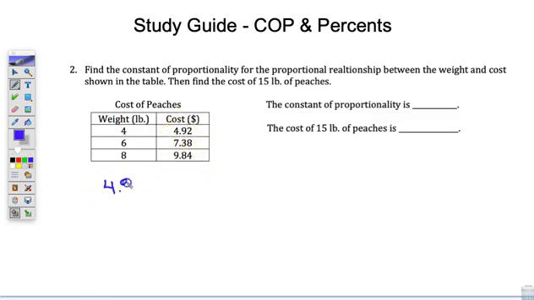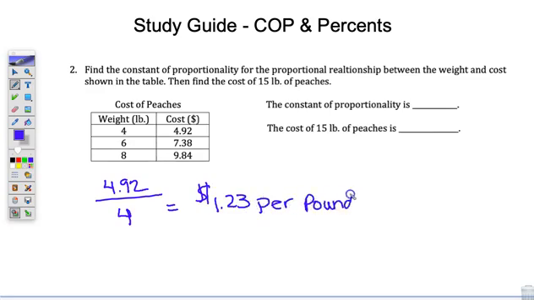I'll take $4.92, and I'm going to divide it by how many pounds are in the table. When I do that, I get $1.23 per pound. Now you could also select a different row, but you'll get the same exact amount because it already told us they were proportional. So the constant of proportionality then is $1.23 per pound.